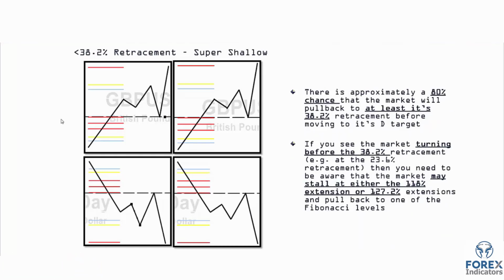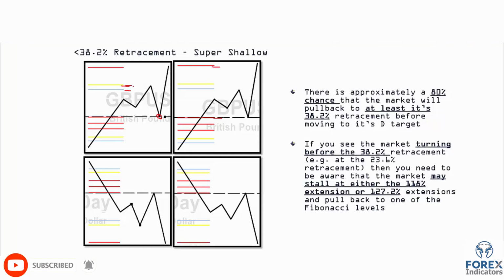Now the other type of setup, which is very, very similar, and again very advanced, is sometimes the market will not pull back to its 38 immediately. It starts to rally and actually finds resistance at one of these Fibonacci extensions, the 127 or the 118. Then eventually it will come back down to its 38. Just like we said before, 80% of the time you'll come back here before going up here.